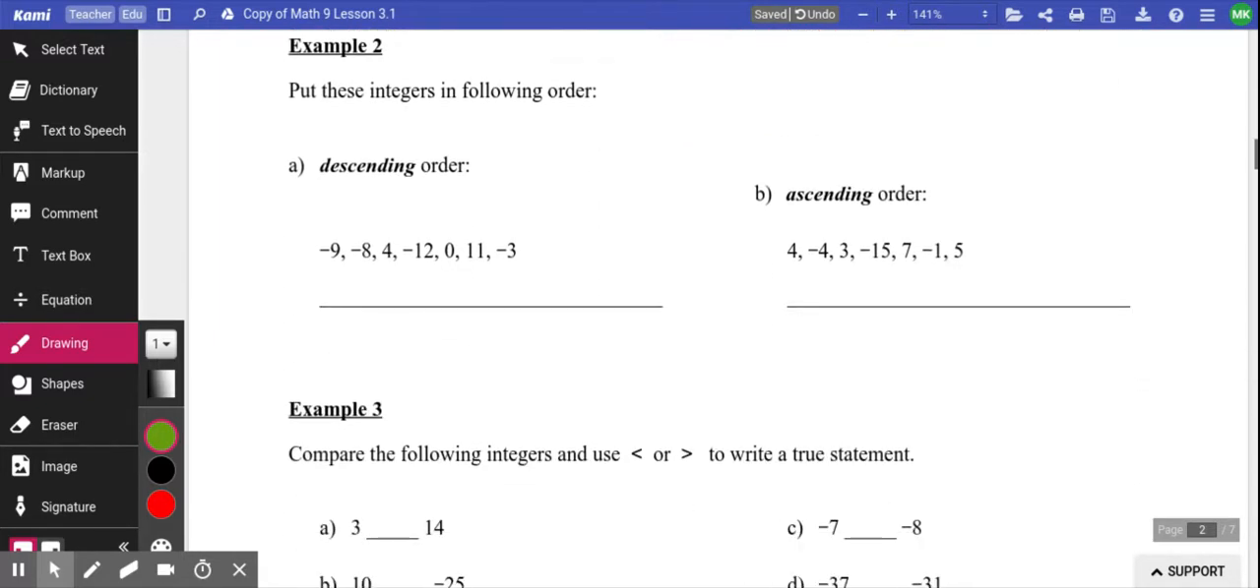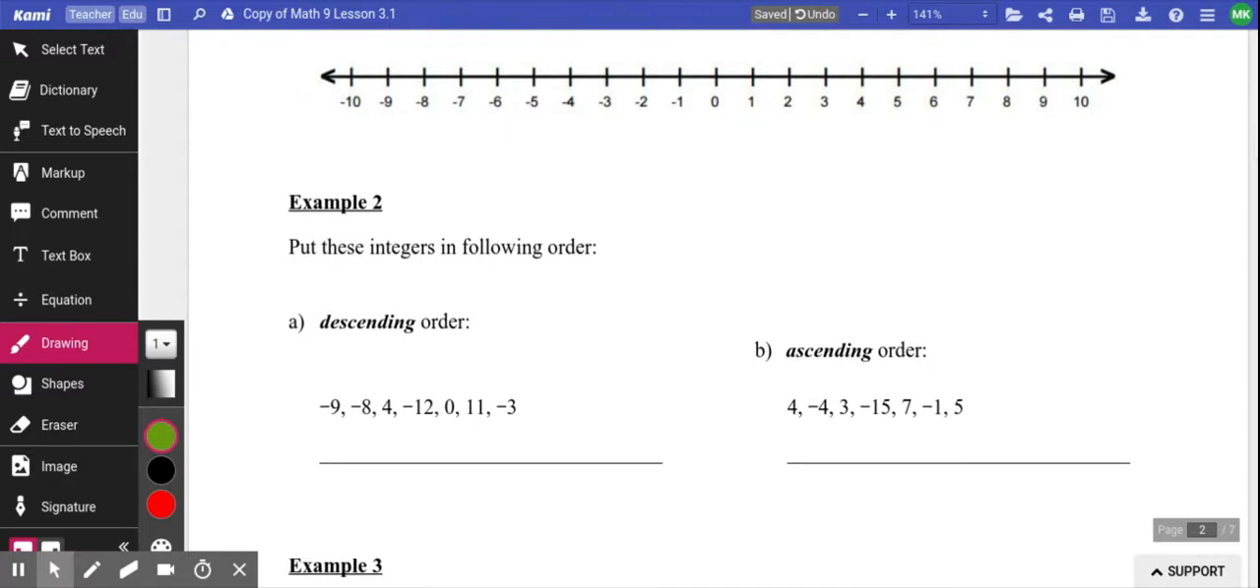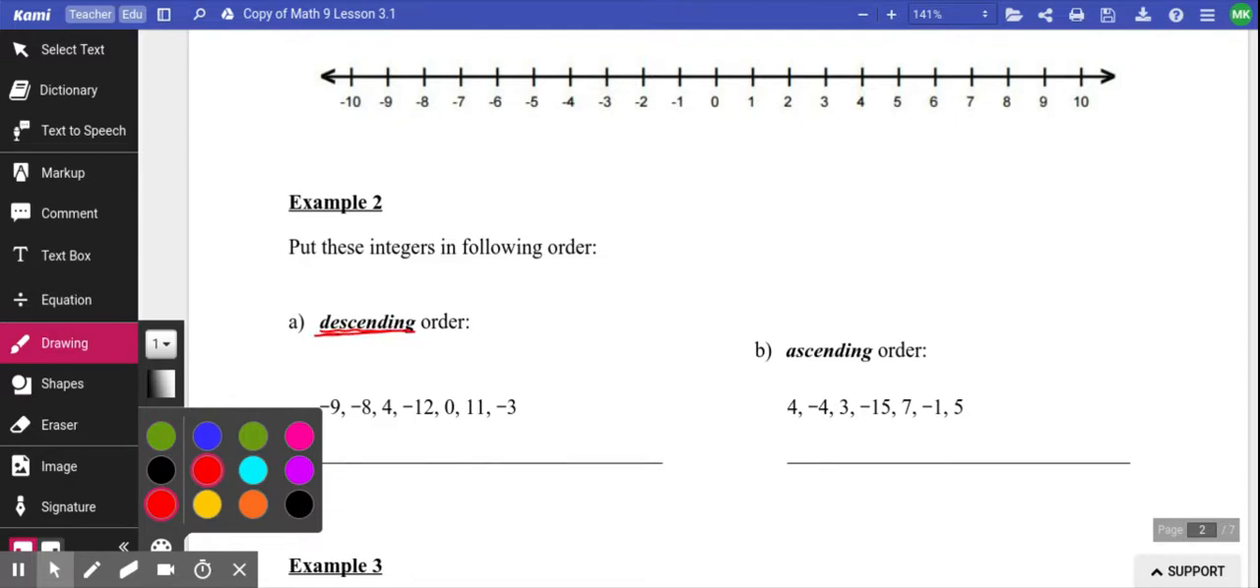Cool. We're going to order some integers with the number line above. So if we look at example 2, we're going to put the numbers in descending order. Descending. That means you want to go down. So you want to go from your highest to lowest. You're going down.